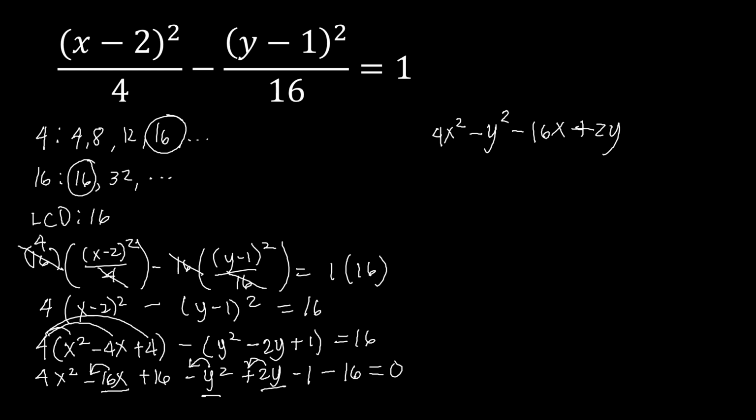And then we are to simplify. Let's try to group those numbers. So we have plus 16, and then we have a minus 1, a minus 16, and that's equal to 0. So we'll simplify the constant part, or the number part. We have now 4x squared minus y squared minus 16x plus 2y. 16 minus 1, that's 15, minus 16, that will be equal to negative 1. So we have a minus 1 here, that's equal to 0, and that will be our general equation of our hyperbola.